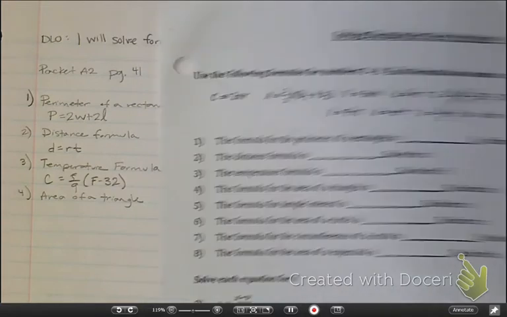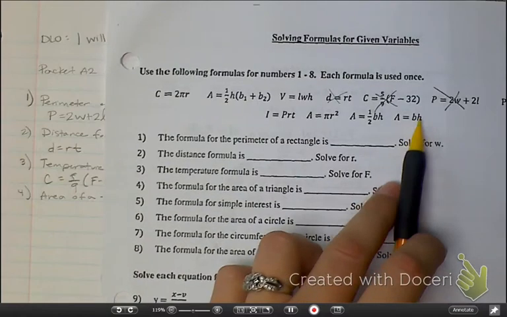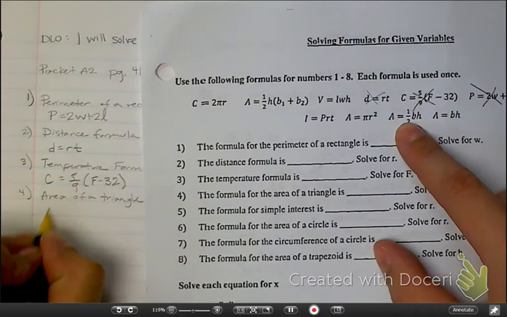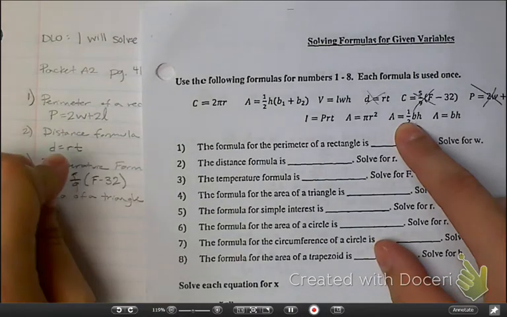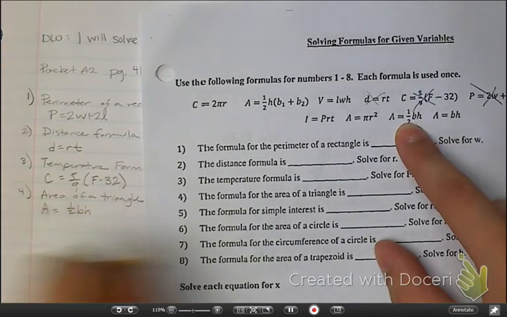And so it couldn't be this one up here, and it couldn't be this one down here, because that looks more like the area of a rectangle. This one looks more like the area of something else. So it must be this one. Area equals 1/2 base times height. And I'm going to cross this one off.